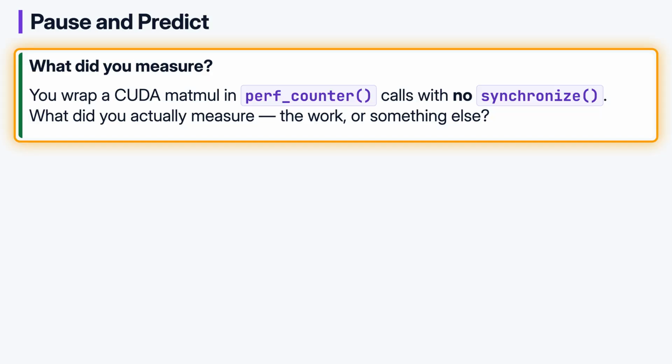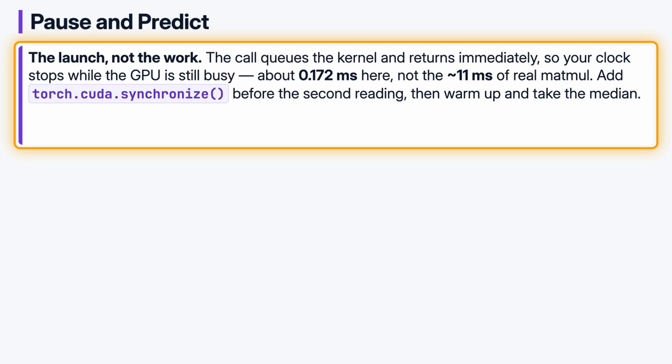Your turn. You wrap a matmul in perf counter calls with no synchronize. What did you actually measure, the work or something else? Pause and think it through. Okay, here it is. You measured the launch, not the work. The call queues the kernel and returns right away. So your clock stopped while the GPU was still busy. That was about 0.172 milliseconds here. The real matmul is about 11 milliseconds. Add synchronize before the second reading, then warm up and take the median.